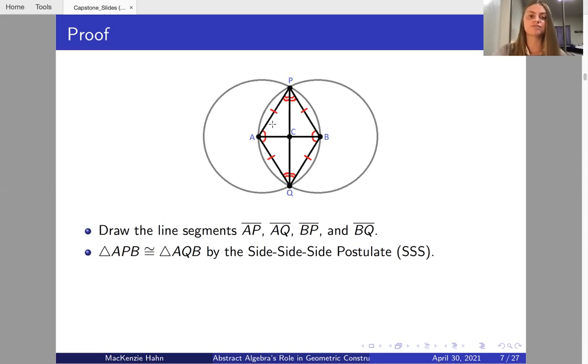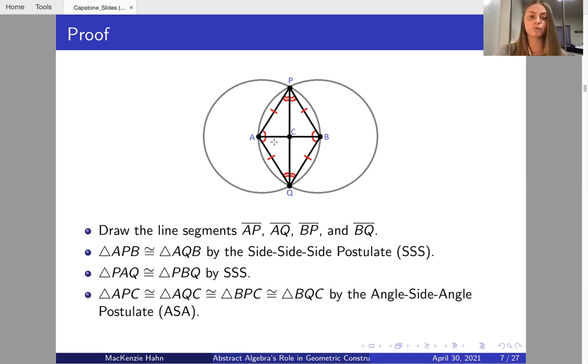From that, we can find that all of the angles that I've marked with the single arc are also going to be congruent because corresponding parts of congruent triangles are congruent. Similarly, we can find that triangles PAQ and PBQ are congruent by side, side, side for similar justifications to those we just had for the other triangles. And so the angles marked by the double arcs are also going to be congruent for the same reasons as the other triangles.